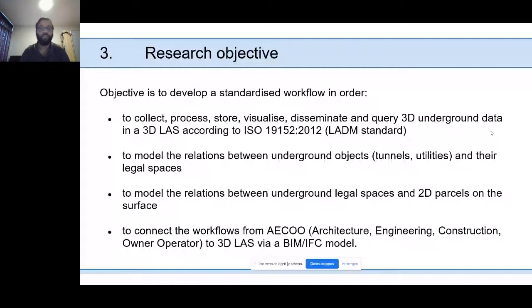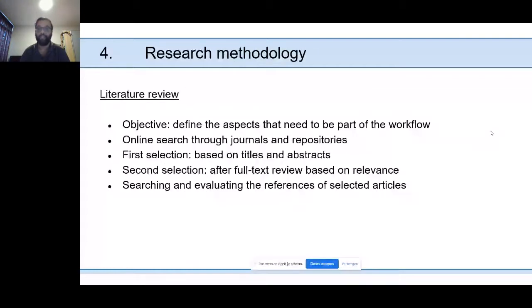A literature review was performed where the objective was to define the aspects that need to be part of the workflow. The articles were retrieved through an online search through journals and repositories. The first selection was based on titles and abstracts. The second selection was after full text review, based on how relevant these articles were to the research. The references of these articles were also searched and evaluated, and if they were deemed to be relevant, then they were also included.